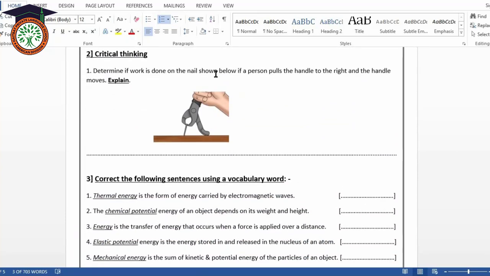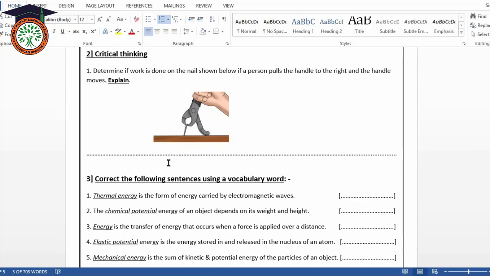Okay, so let's do the critical thinking question. Determine if work is done on the nail shown below if a person pulls the handle to the right and the handle moves. Explain. So I'm asking you if this man did work on this nail or not. Is there work done here? Yes, sure, there is work done here, and this is because of what? Because the nail is moved a distance, right?